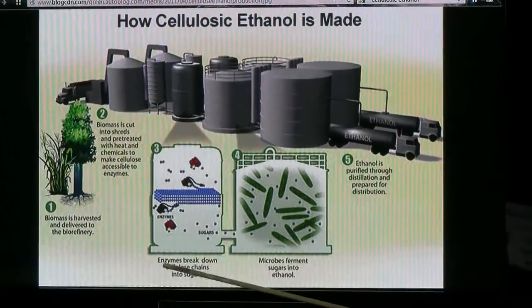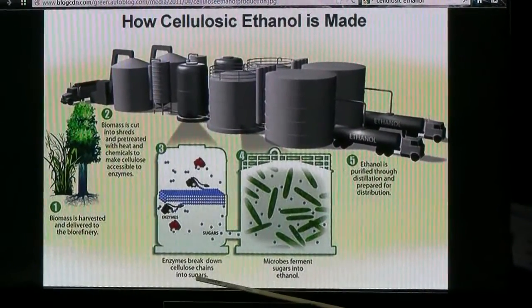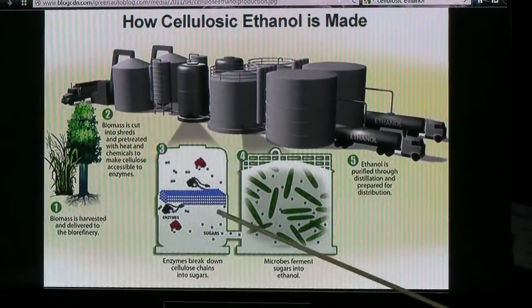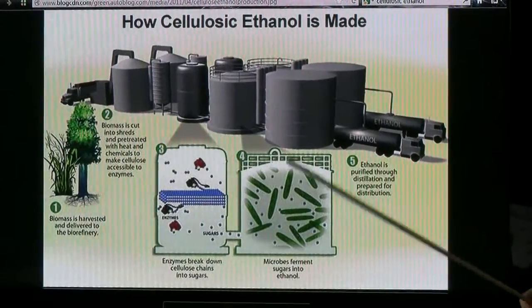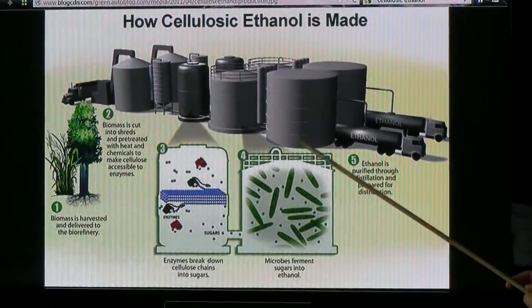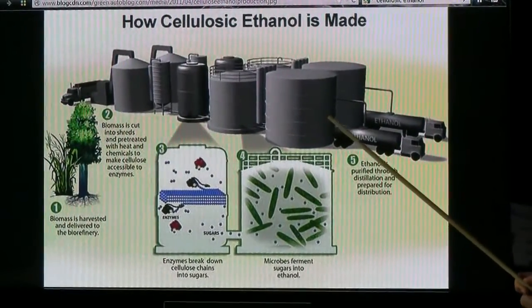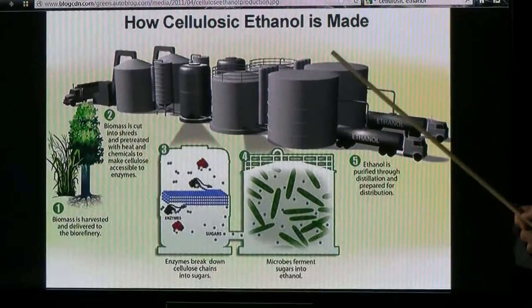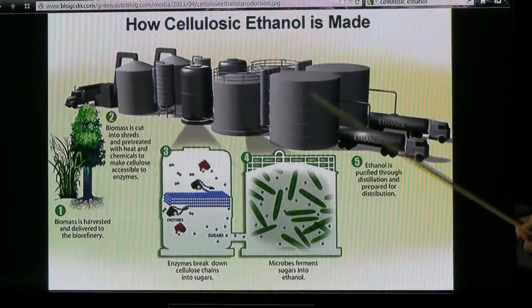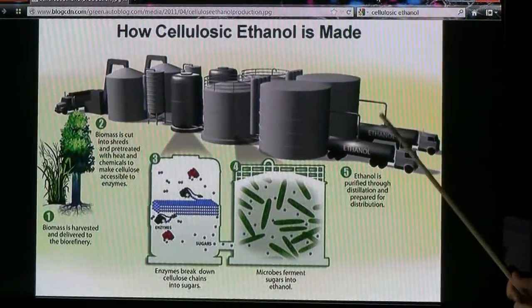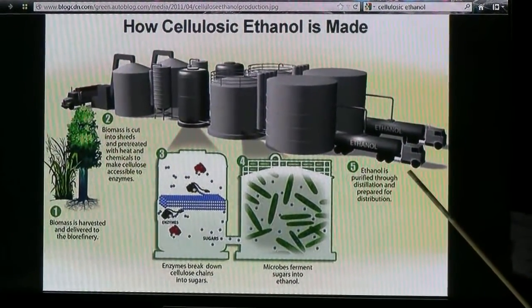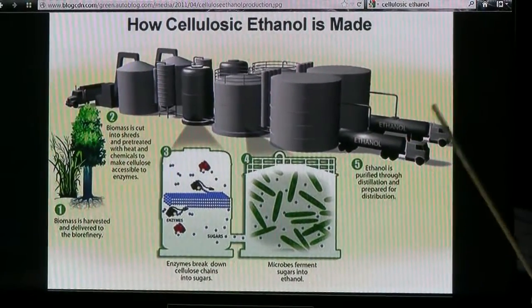Next, we move to here. It says enzymes break down cellulosic chains into sugars, sugars and different carbohydrates, to make the ethanol into something worth using. Next, microbes ferment sugars into ethanol. The fermentation takes place in this tank that you see at different stations across the country. And then finally, the ethanol is purified through distillation and prepared for distribution.